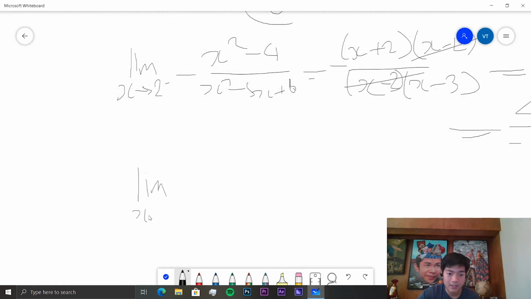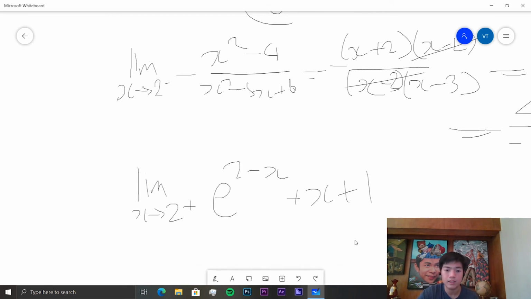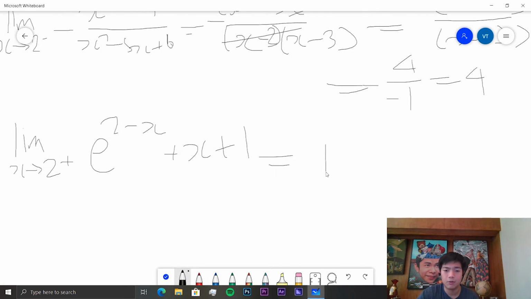Next, as x tends to 2 from the positive side, we have e to the 2 minus x plus 1. So this should simply tend to 1 plus 2 plus 1, which also equals 4. So this limit does indeed exist as x tends to 2.